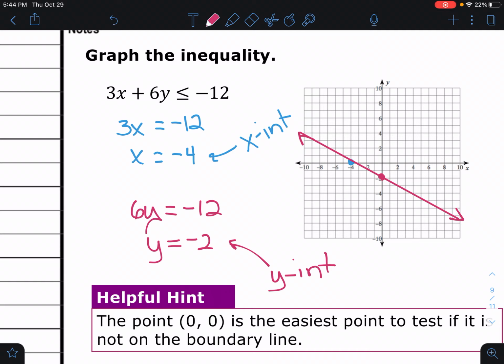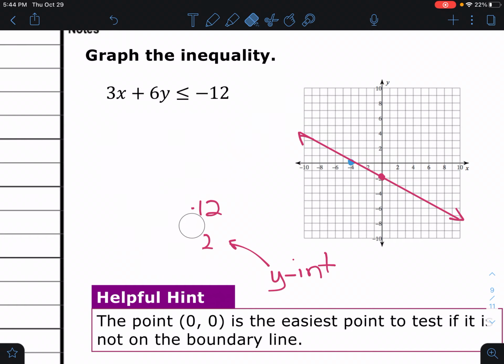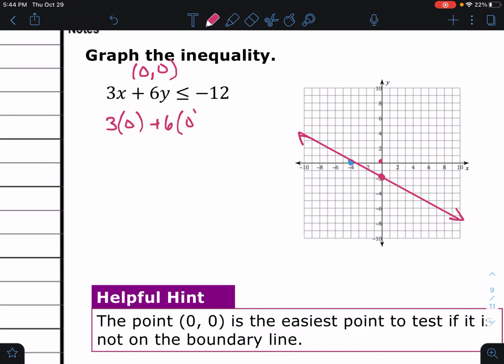So what I'm going to do, I'm going to erase this here, is again use 0, 0 as a test point. 0, 0 is right here. So if it works, we would shade the side 0, 0 is on. If it doesn't work, we would shade the other side. Okay, so if I use 0 for x, 0 for y, that would be 3 times 0 plus 6 times 0 is less than or equal to -12. So really this is going to be 0 on this side.